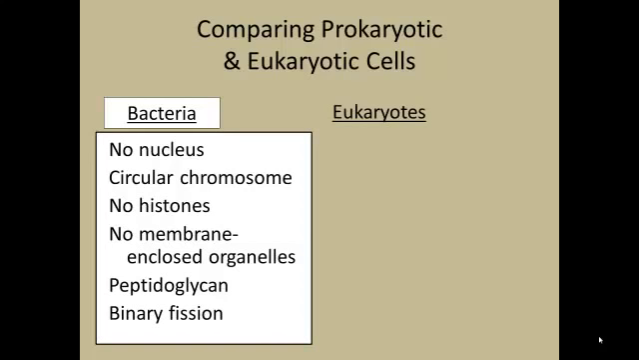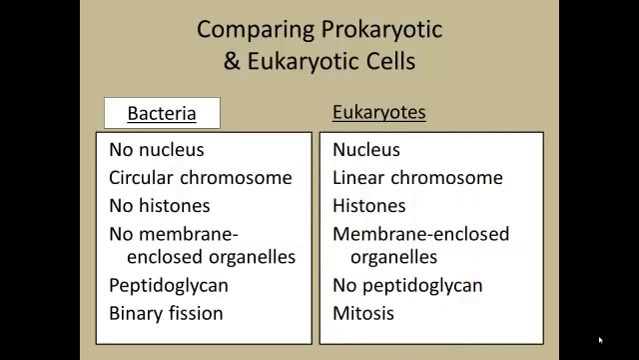Bacteria don't have this. They do have a circular chromosome. They don't have any histones. Histones are proteins that are used to wind up the chromosome, and there are no membrane-enclosed organelles. So not only do they not have a nucleus, they don't have the other membrane-enclosed organelles. Their cell walls are made up of peptidoglycan, you may remember that from Chapter 1, and they divide or reproduce asexually by binary fission.